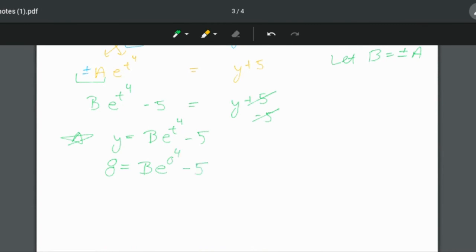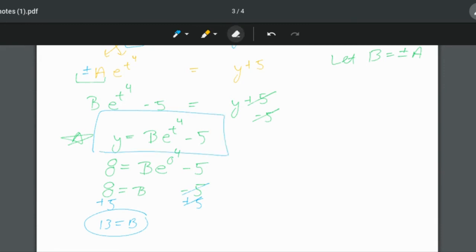0 to the fourth is 0. E to the 0 is 1. So we really have 8 equals b times 1 minus 5. B times 1 is really just b. So to get b by itself, we can just add 5 to both sides. And if we do that, we end up with 13 equals b. So we said this was basically our answer right here. We just didn't know what b equals. We just found that b was 13. So just put a 13 in its spot.